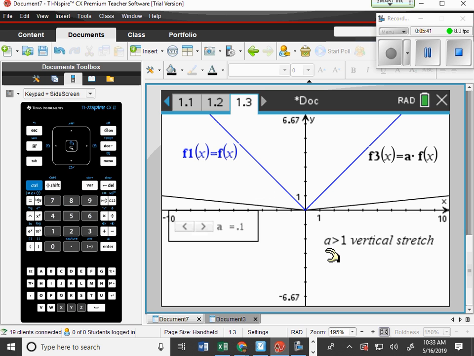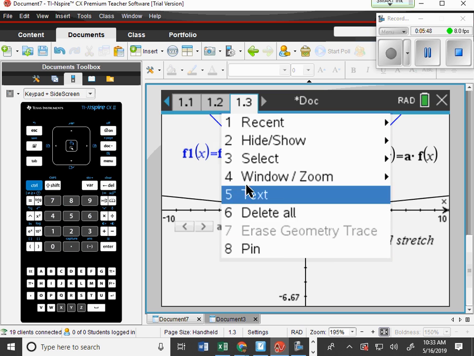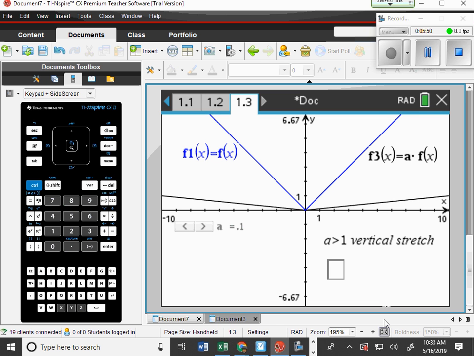So we got three things that we know about a. If a is between 0 and 1, you're going to have a vertical compression. That's what we call it, compression.